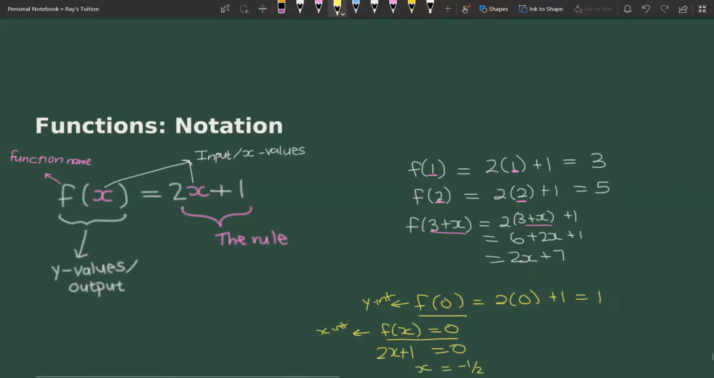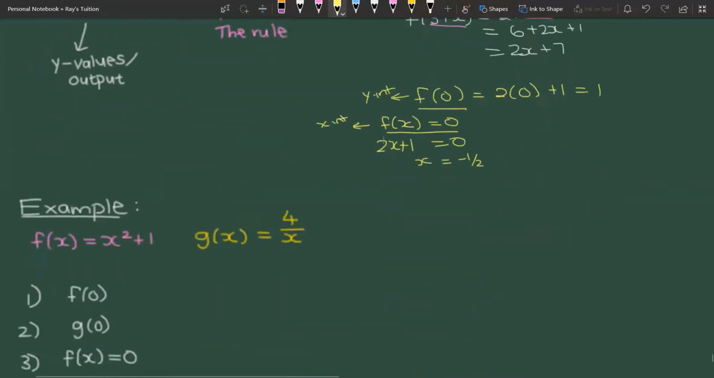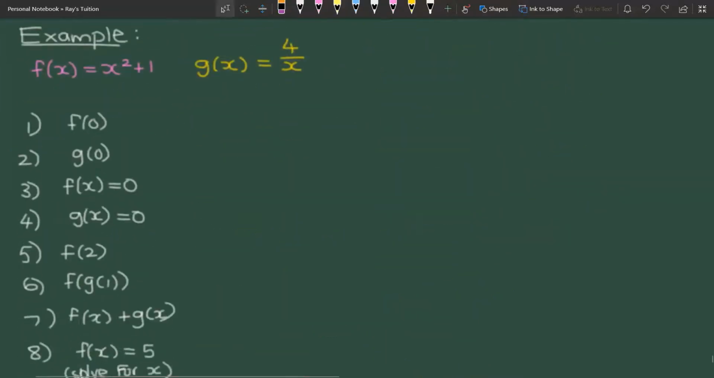Let us have a few more looks at some examples. So here we have a few functions that we have to answer. So the first one over there is f of 0. So f of 0 is, we're going to use the equation of f. It's 0 squared plus 1, which is 1. G of 0 is 4 over 0, which is undefined.